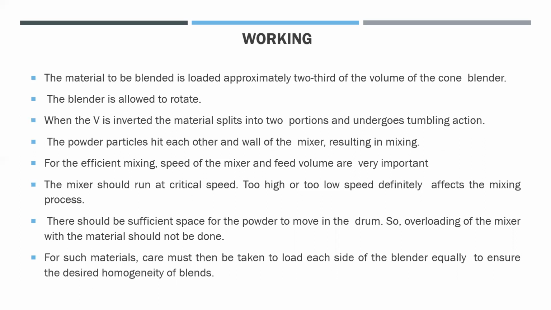The material to be blended is loaded to approximately 2/3 of the volume of the cone blender. Similar to the double cone blender, the material will be loaded into this. The volume of the material will be 2/3 of the whole volume of this double cone blender. Then the blender is allowed to rotate.